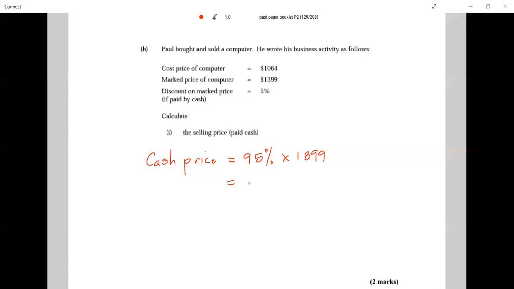95% as a decimal is 0.95 times 1399. So 95% is 0.95 times 1399. If the person is paying cash, they would pay $1,329.05. Again, another approach you could have taken is that you could have found the 5% of the mark price and then subtracted, and you should arrive at the same answer.